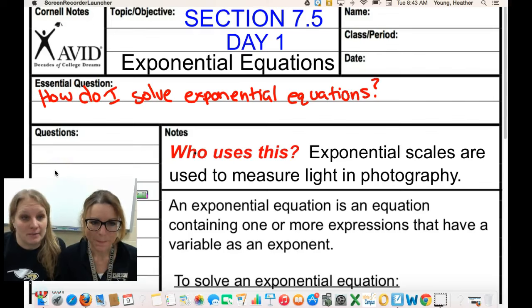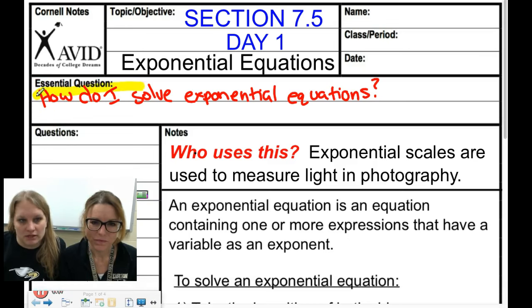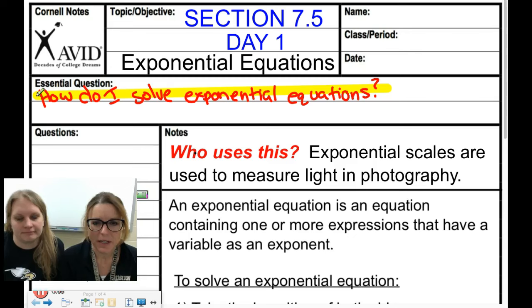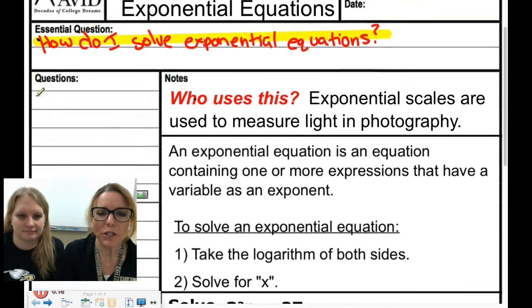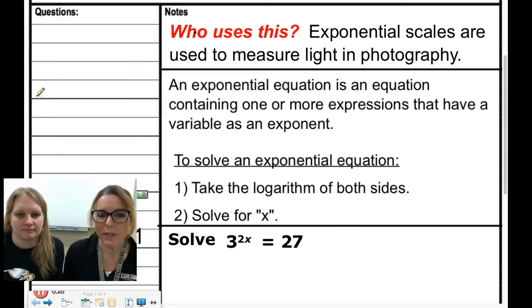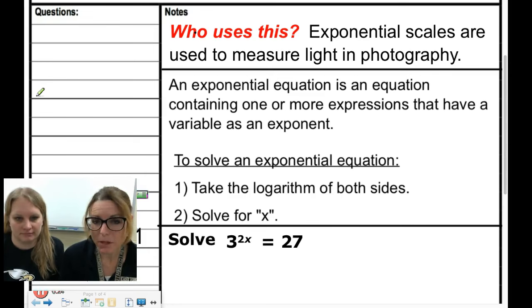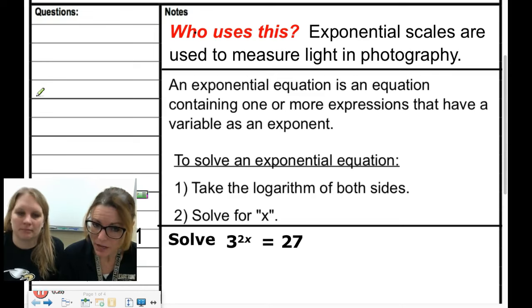All right, so today we are doing exponential equations. Our essential question is, how do I solve exponential equations? Who uses this? Well, exponential scales are used to measure light in photography. An exponential equation is an equation containing one or more expressions that have a variable as an exponent. We have talked about that.